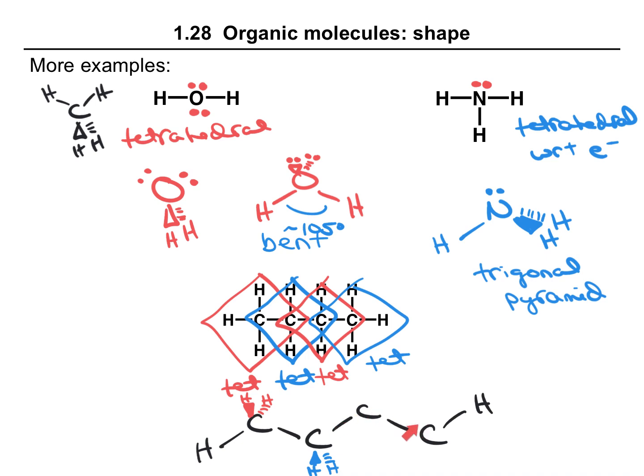In our next one, we already have 2 groups pointing down, so our other 2 groups must be pointing up, one in front and one in back. And for our last carbon, we already have 2 groups pointing up, so the other 2 groups will be pointing down, one forward and one back.